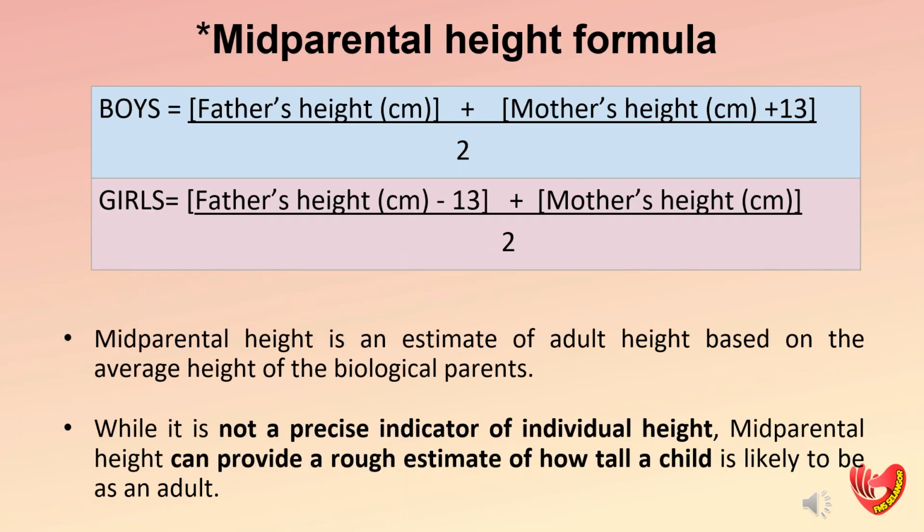This is how we calculate a child's mid-parental height. For a boy, the father's height is added to the mother's height plus 13 centimeters, divided by 2. For girls, the father's height minus 13 centimeters is added to the mother's height and divided by 2. Mid-parental height is an estimate of the adult height based on the average height of the biological parents. While it is not a precise indicator of individual height, mid-parental height can provide a rough estimate of how tall the child is likely to be as an adult.